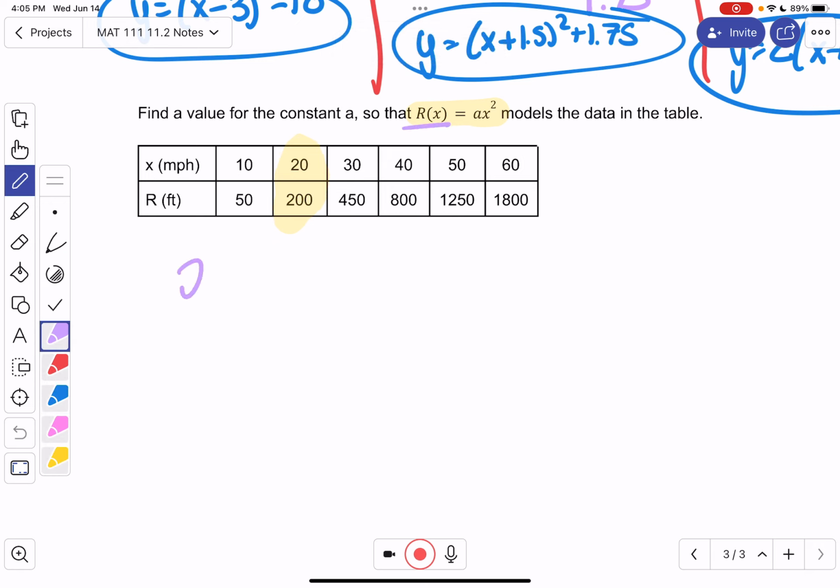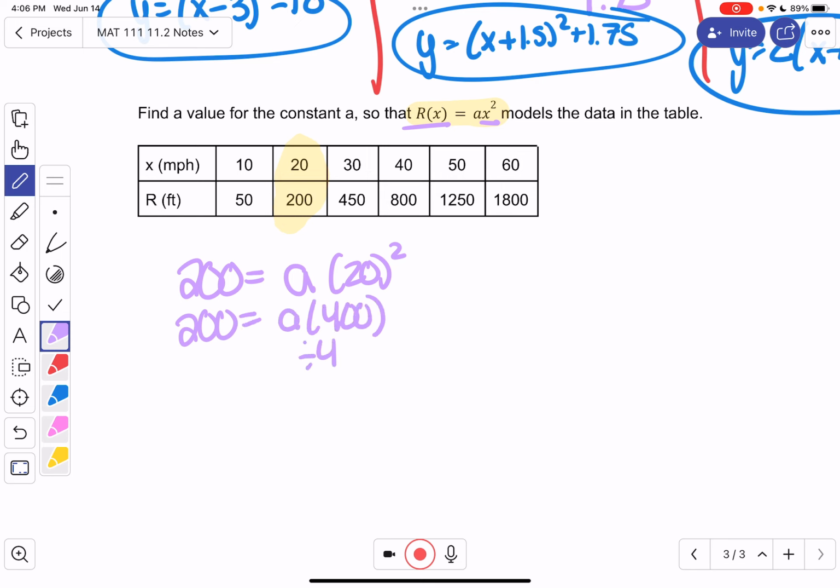Instead of R, we're going to write 200. We don't know a, but instead of x, we're going to write 20. Well, 20 squared is 400. And if we divide both sides by 400, we get 1/2 equals a.